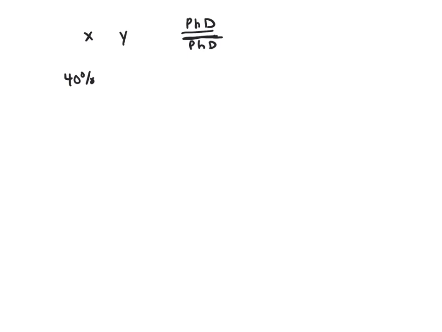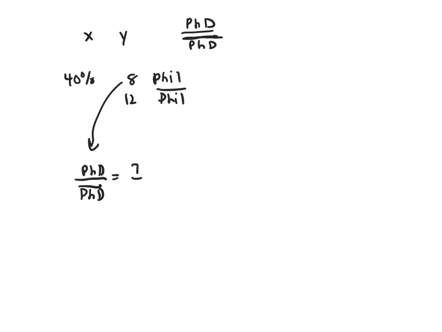So 20 times 0.4 is going to give me 8 philosophers. That means I would have 12 not philosophers. And they tell me for the philosophers, the ratio of PhD to not PhD is 7 to 1. And that makes sense. 7 to 1, 7 plus 1 is 8, and that's how many philosophers I have.